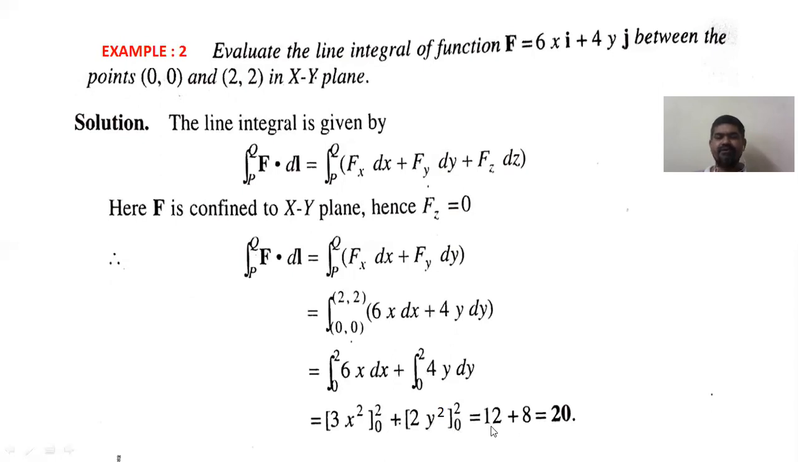You just substitute the limits, simple substitution. Therefore you get 3 into 2 square, that is 4, 4 into 3 is 12, and 2 into 4 is 8. 12 plus 8 is 20. In this way we have calculated the line integral of the given vector function.